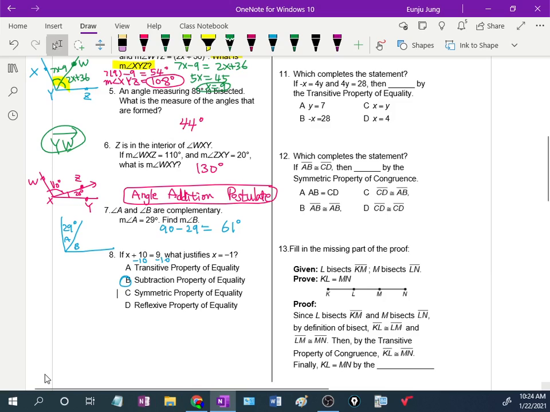Make sense? How do you feel? It's much easier, right? Because we did the geometric proof yesterday, and when you go back to algebraic proof, it's much easier looking. Okay? All right, next.